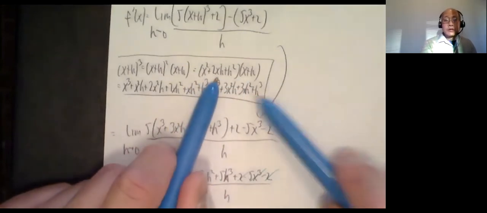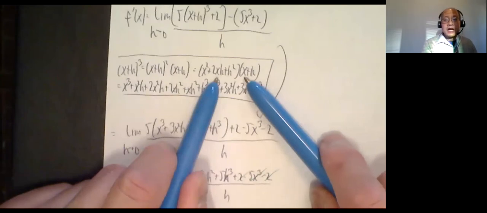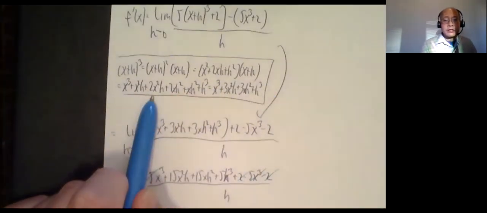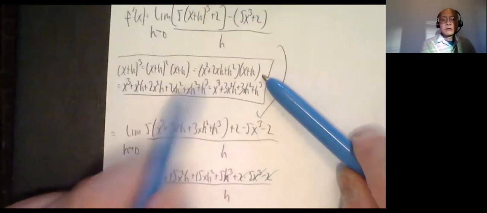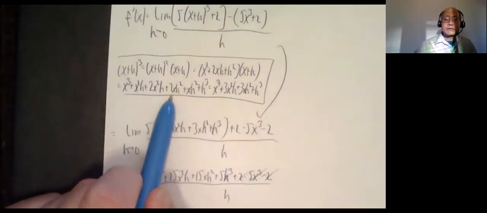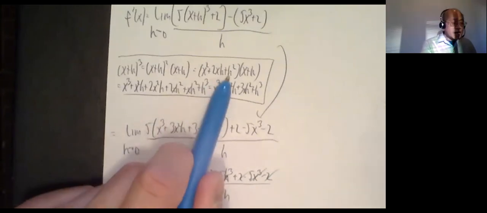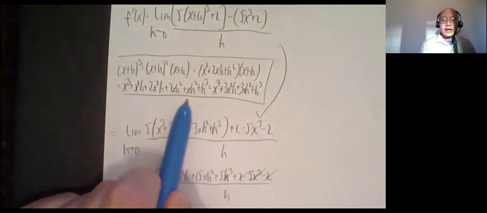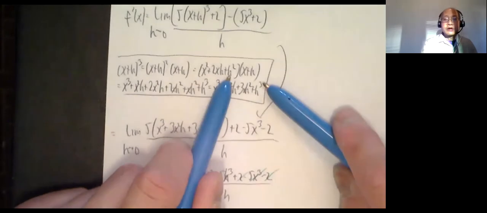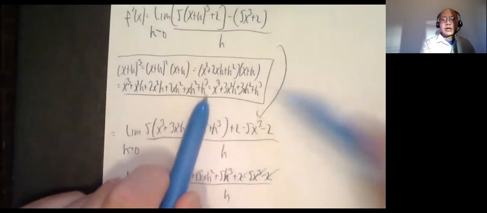Okay, take the middle one. 2xh times x, 2x squared h. 2xh times h, 2xh squared. Okay, finally, h squared times x, xh squared. H squared times h, h cubed.